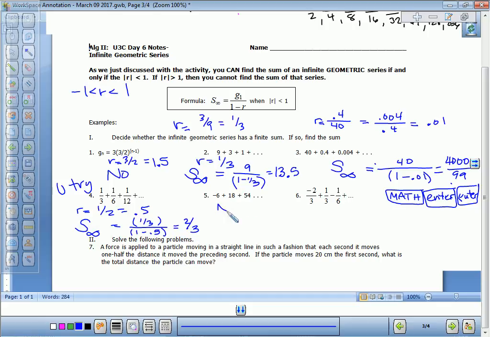Okay? This one is a no for a couple of reasons. The main one is it's not geometric. It's not even geometric because this is -3 and that's +3. But let's say I had actually put a negative right here and we said the ratio was -3. That's still a no because -3 does not fall within this acceptable interval. We can only calculate an infinite series if the ratio is between -1 and +1.